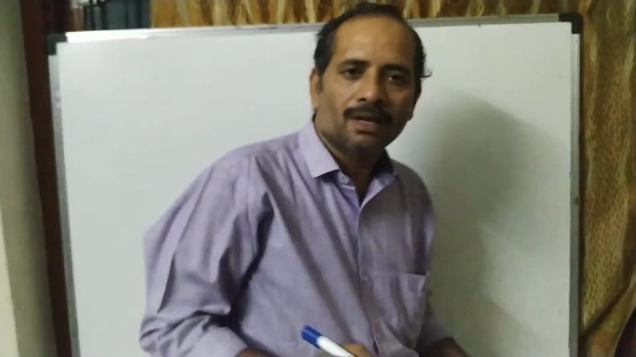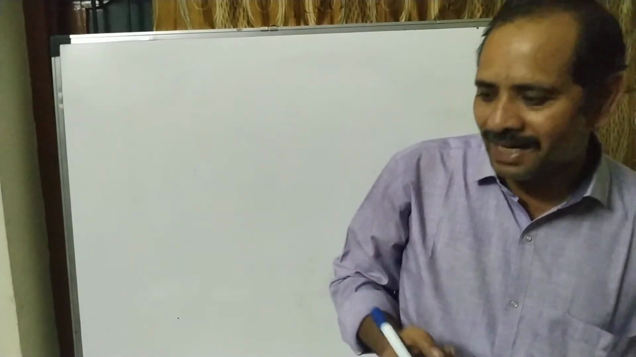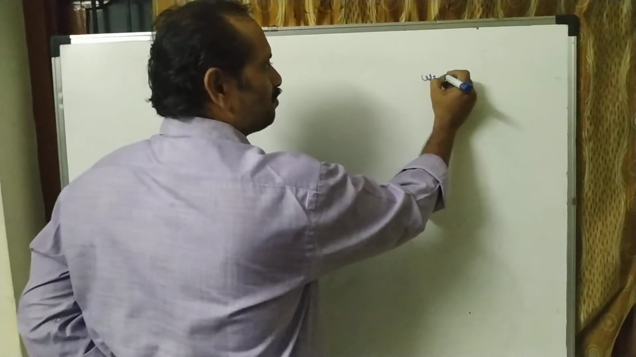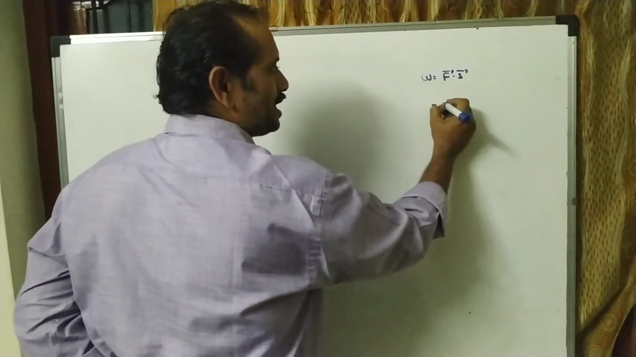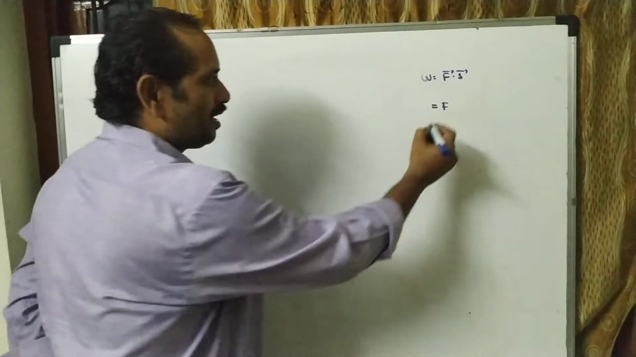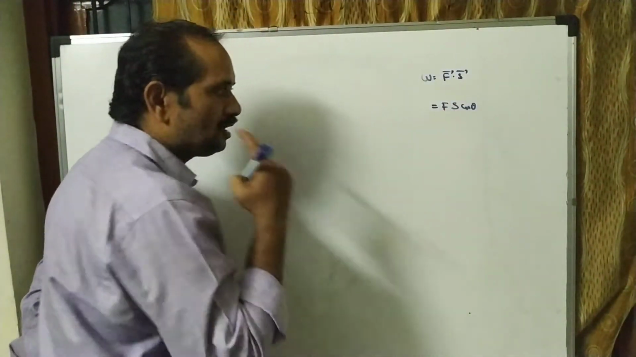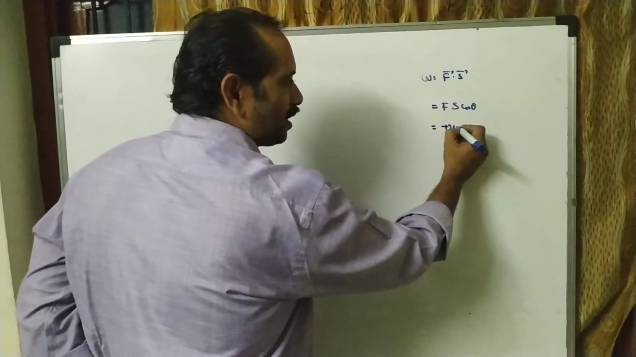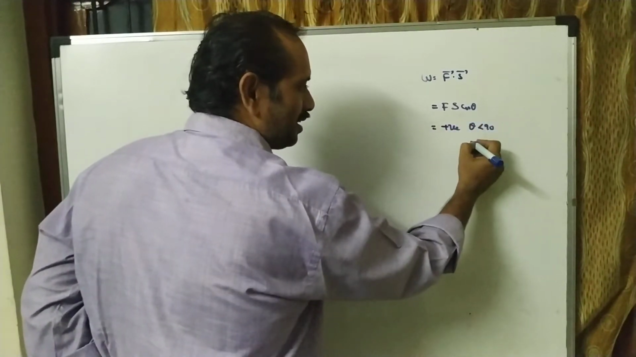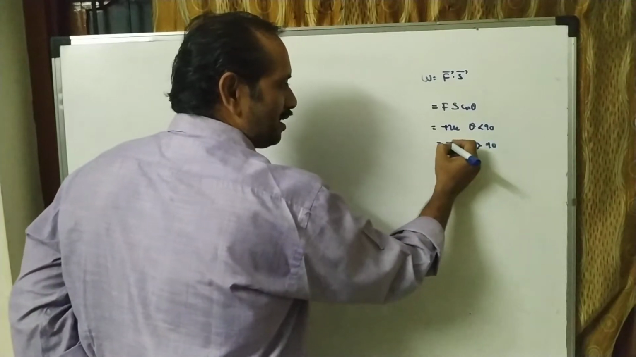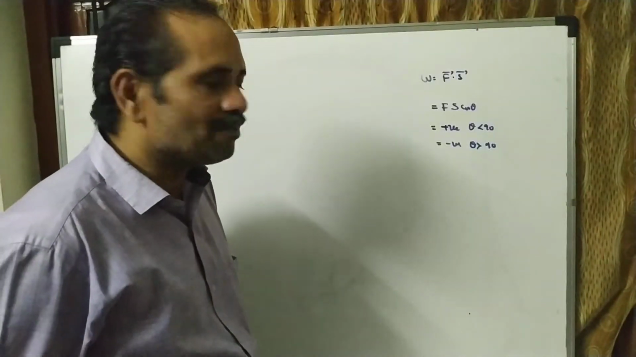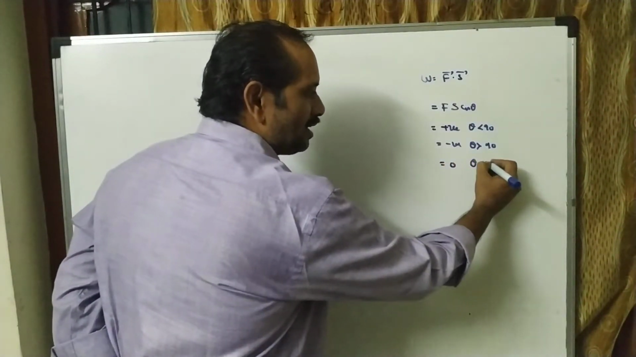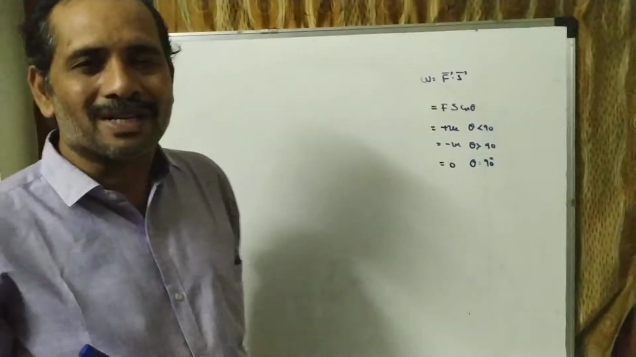Coming to the application of work, power, energy: work done is equal to F bar dot S bar, that is F S cos theta. It is positive when theta is an acute angle, negative when theta is an obtuse angle, and work done is 0 when theta is 90 degrees. This is all known to us.